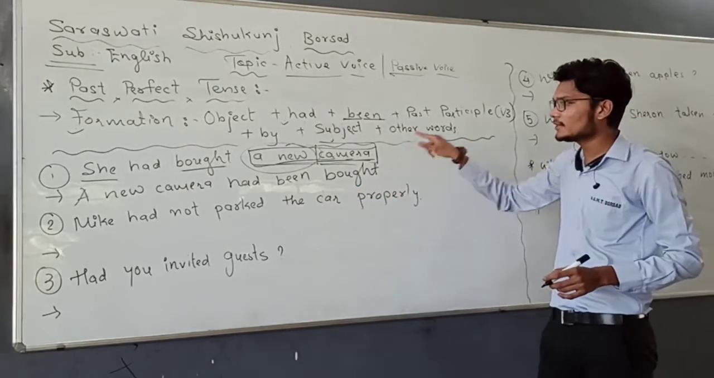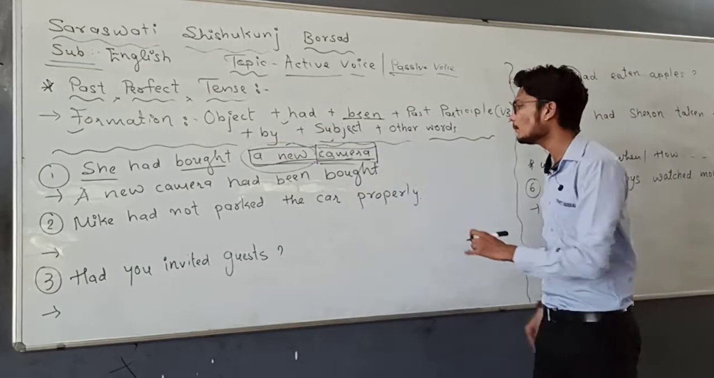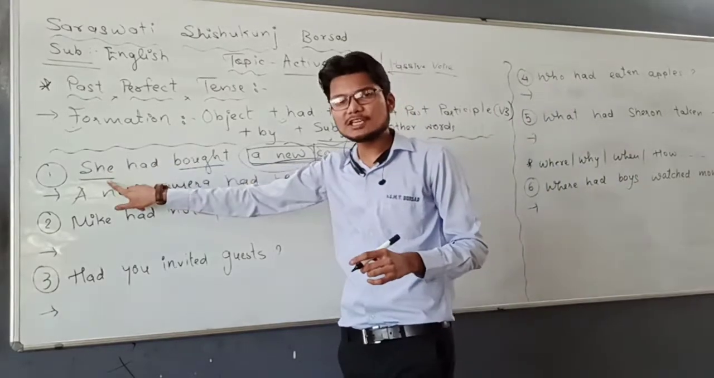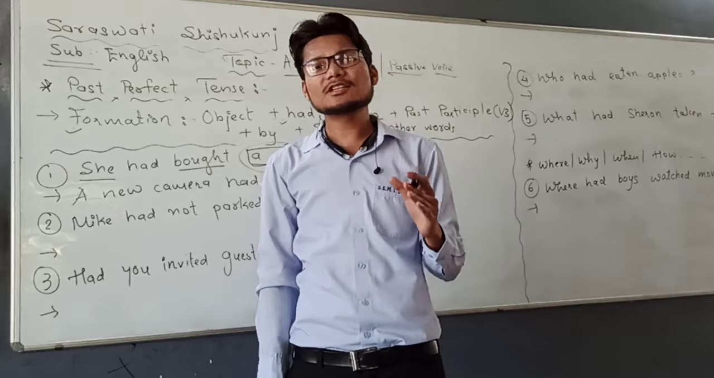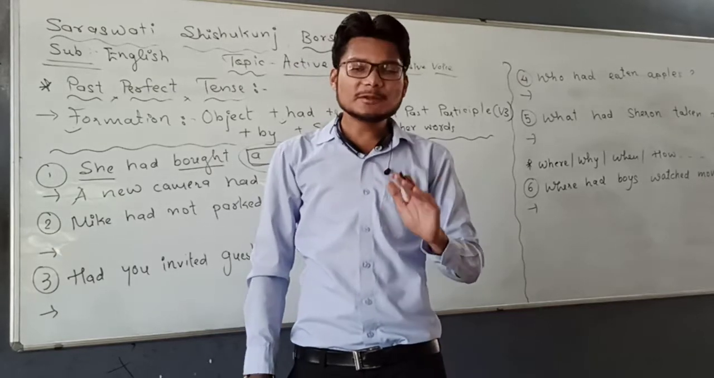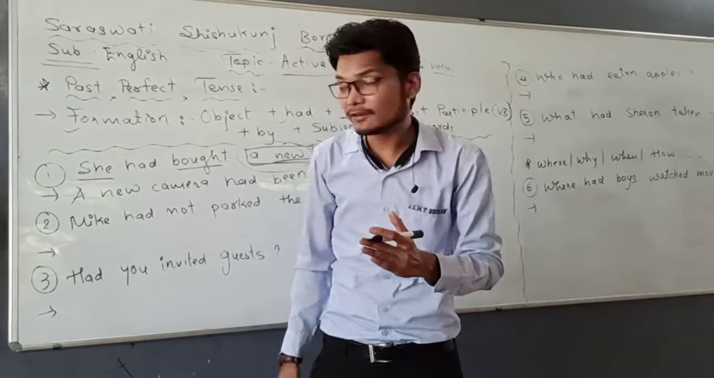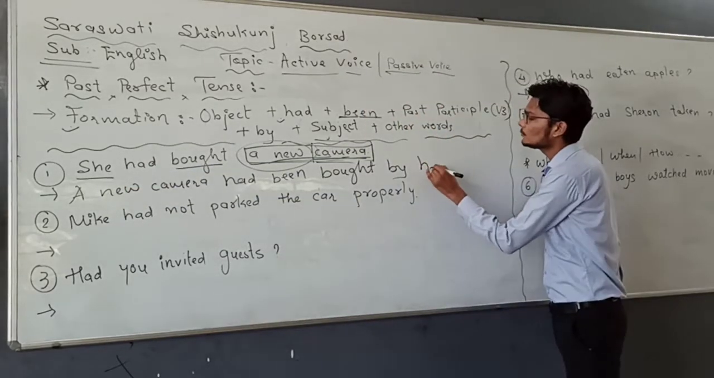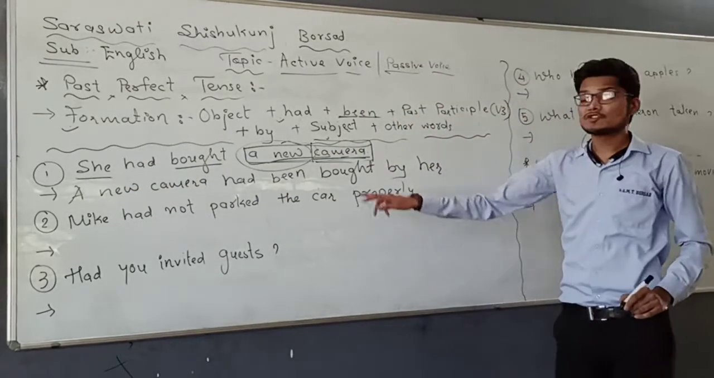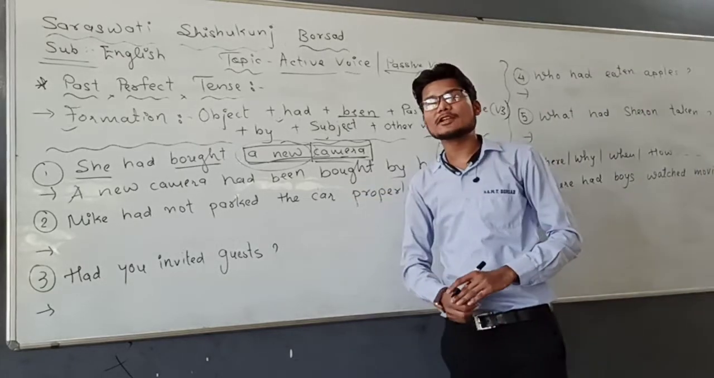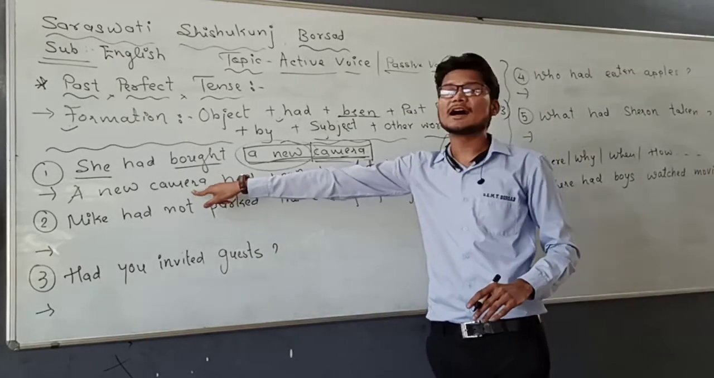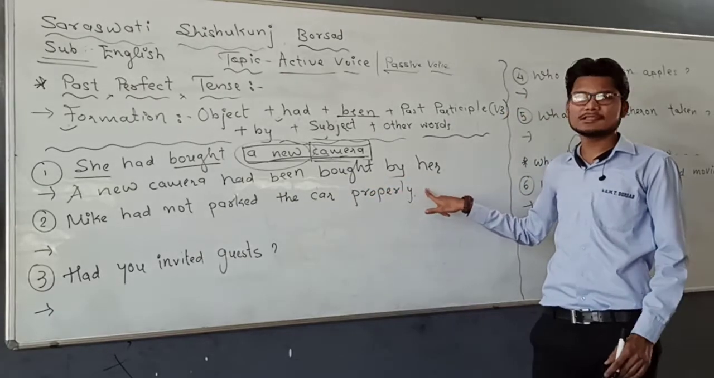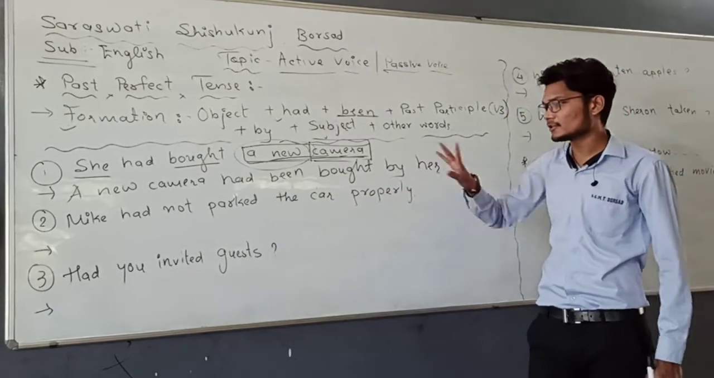After the past participle, what we have to put is by. Now she is your subject. Whenever she is given, it will be changed to her, because your subject is she. So here you have to put her. This is how the changes are going to take place: a new camera had been bought by her.